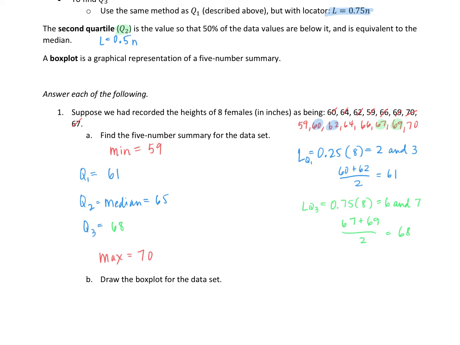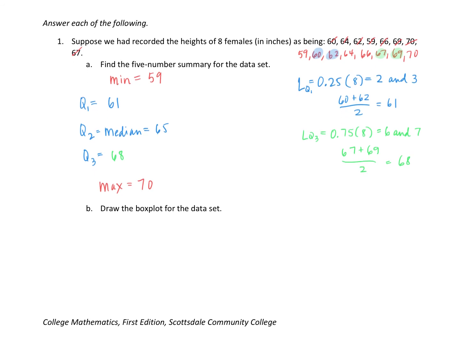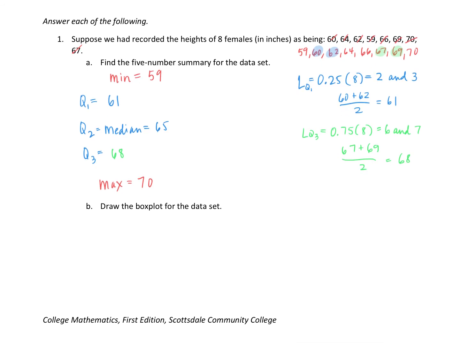So there is our 5-number summary. We have our min 59, Q1 61, Q2 65, Q3 is 68, and the max is 70. Now we can use that to draw a box plot. So that's what we want to do next.